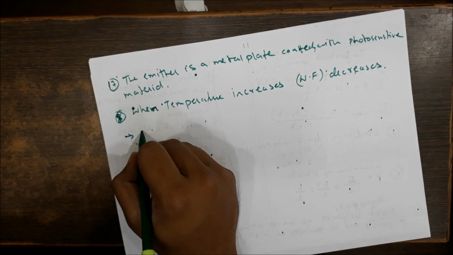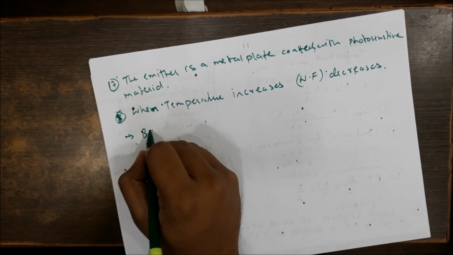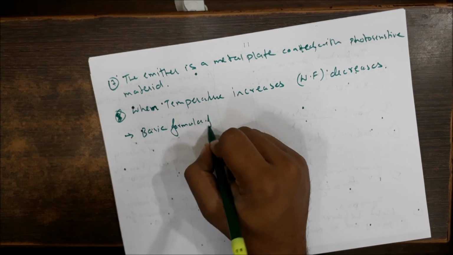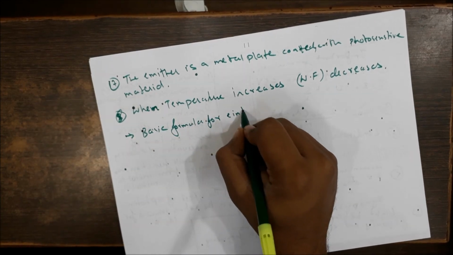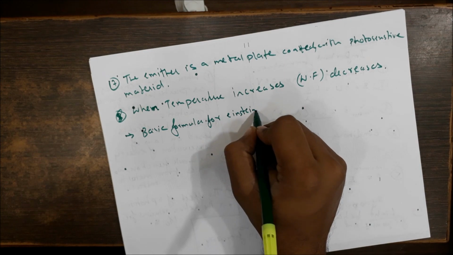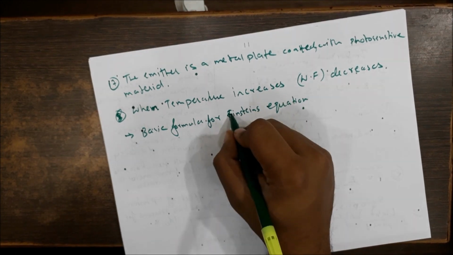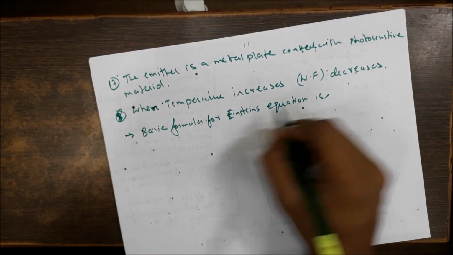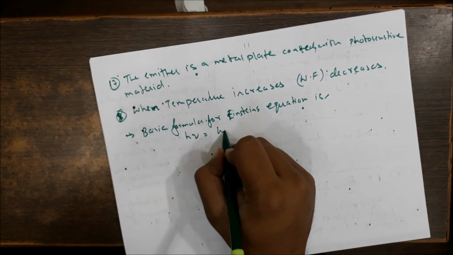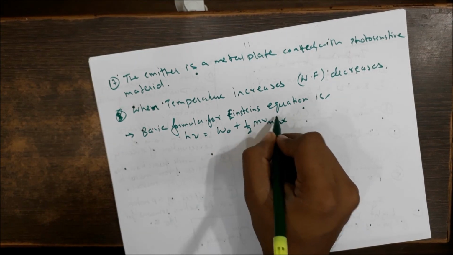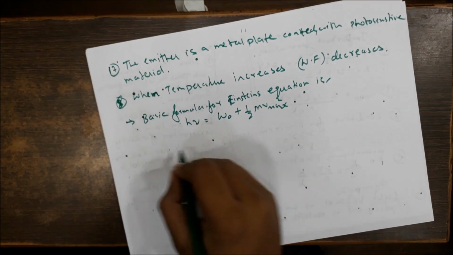The basic formula for Einstein's equation is h nu is equal to W naught plus half m v max square.